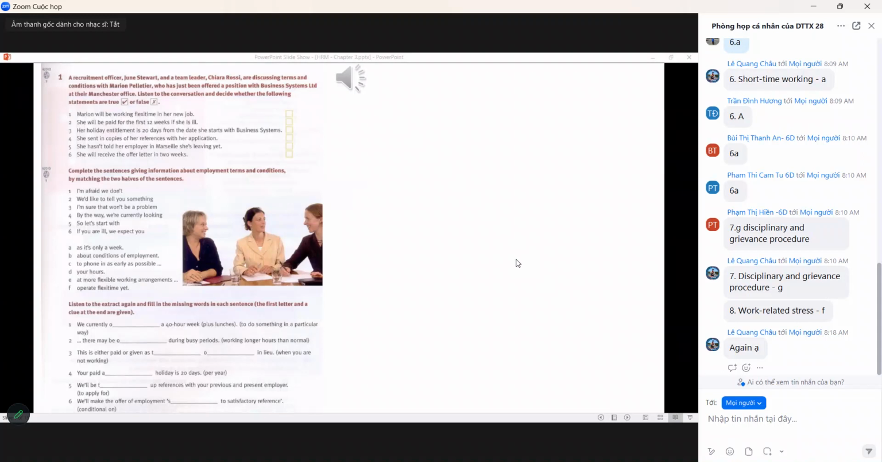Great. Would it be possible to see the contract? Yes, of course. One will be sent with the offer letter. We'll be taking up references with your previous and present employer. I know in France you would normally include references with your application, but as you know, here in the UK, we prefer to apply for references ourselves, which is why we'll make the offer of employment subject to satisfactory reference. Yes, I understand. I've given details of my referees on the application form. My present employer in Marseille knows I'm leaving, so you can go ahead and contact them. I'll tell them to expect a letter from you.